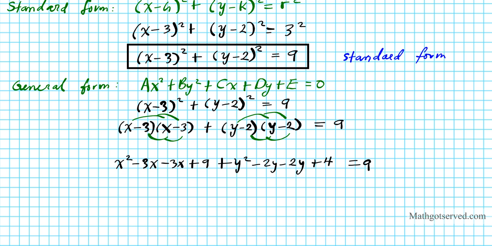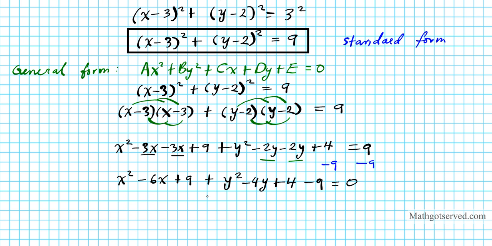I'm going to bring down my x squared. Combine this term and this term, they're like terms: minus 3x minus 3x is negative 6x. Bring down the 9 plus y squared. Same story here: combine negative 2y and negative 2y as minus 4y, plus 4. While we are at it, we can move this 9 to the other side because the general form requires it to be equal to 0. So subtract 9 from both sides, and then we have minus 9 here equals 0. Now let's organize our variables and terms, and combine anything that we can combine.